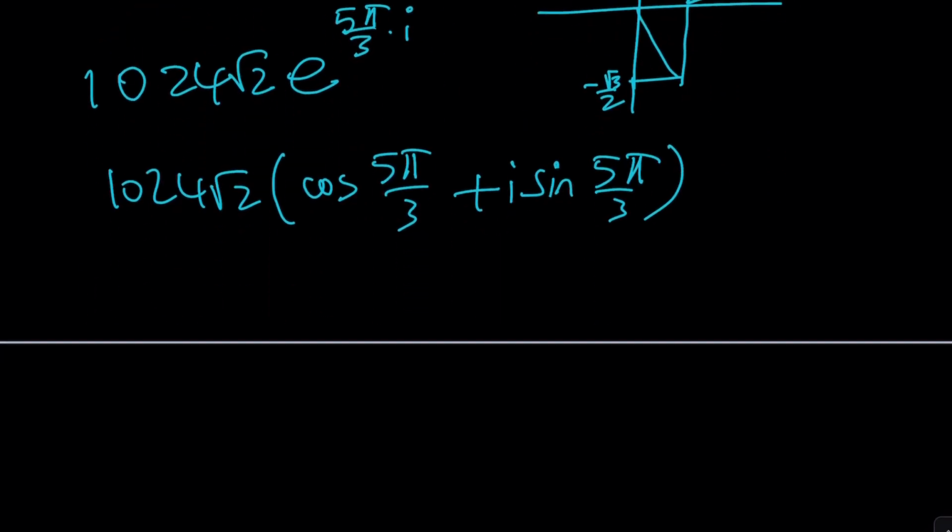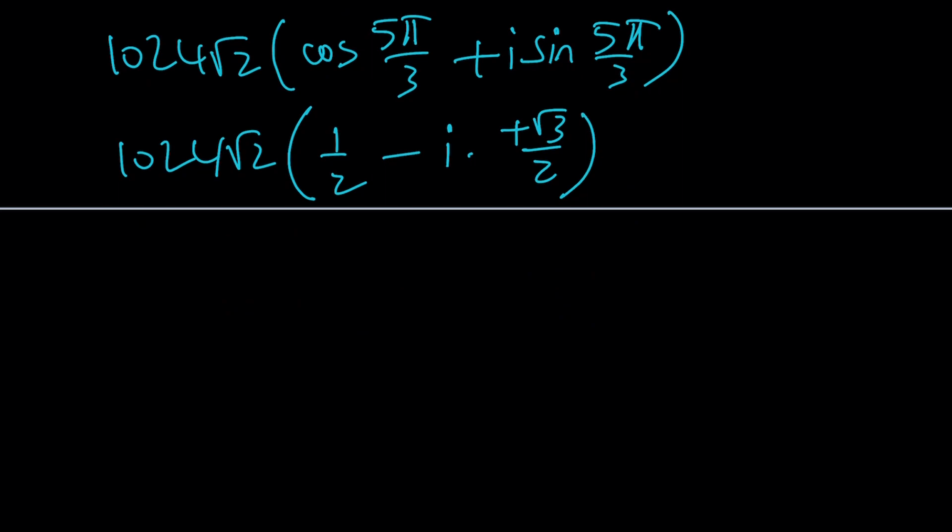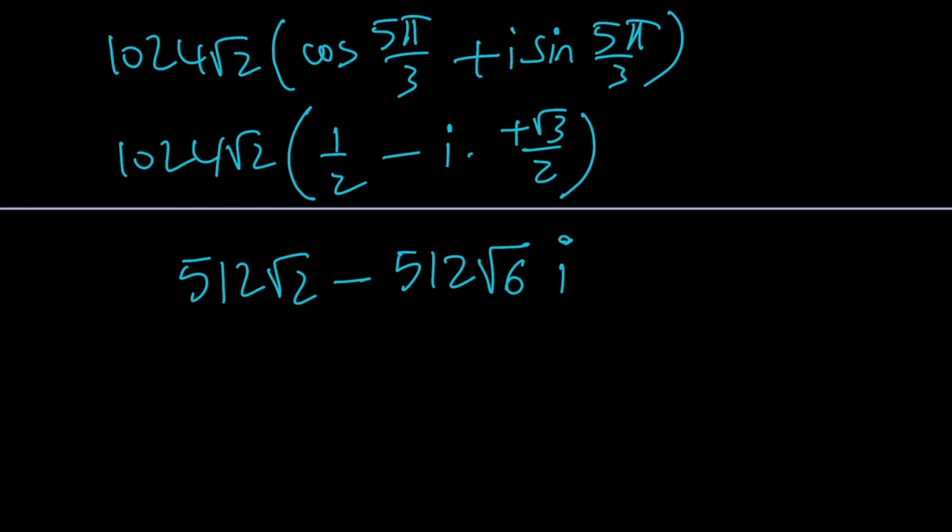So what do we do? We just replace cosine 5 pi over 3 with the x value, which is 1/2, and sine 5 pi over 3 with negative root 3 over 2, but it's already negative, so let's just put a plus sign here. And when you multiply and distribute, you're going to get the following: 512 root 2 minus 512 root 3, and because the 2 is going to cancel out, actually that's not true, it's going to be root 6 over 2, so it's just going to be root 6 here because we already canceled out the 2 with this, and that's going to give you the answer in standard form.